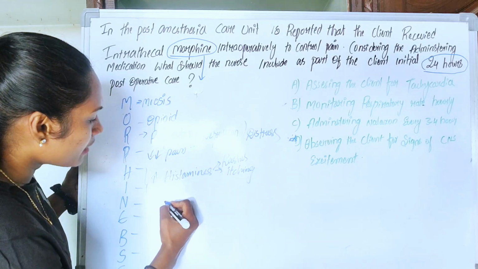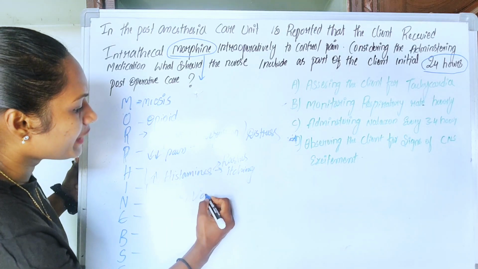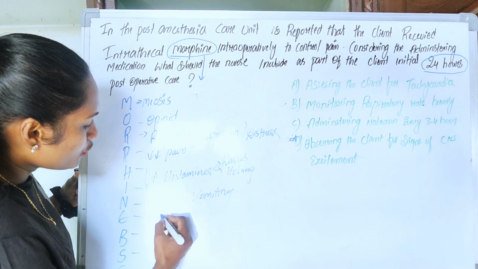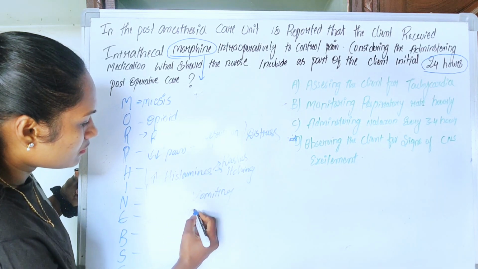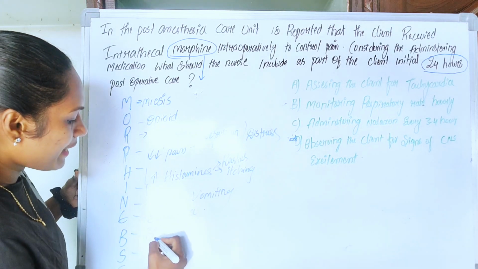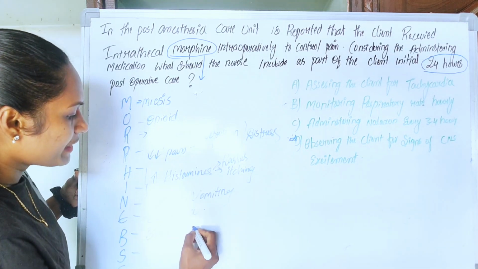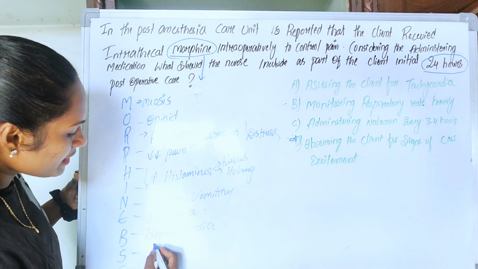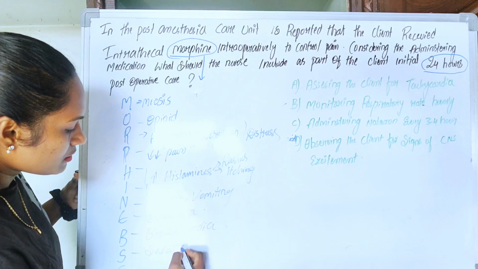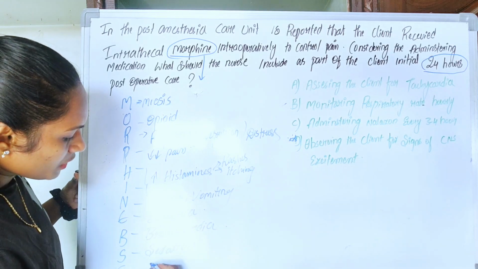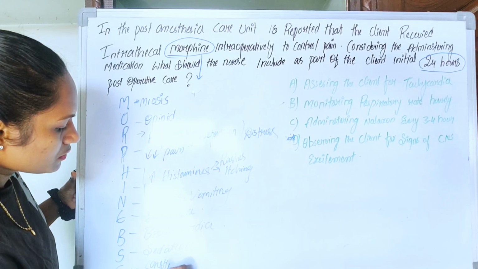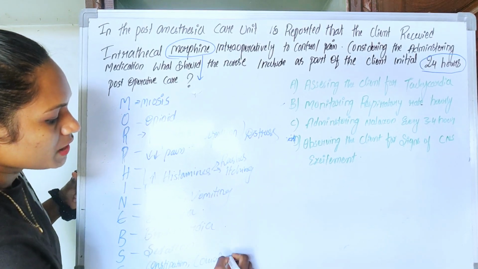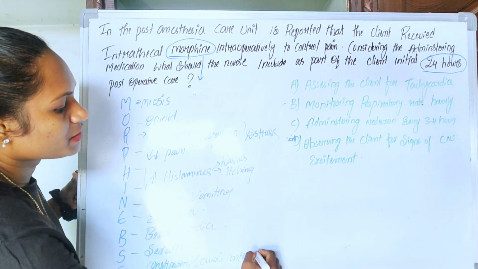N means nausea, vomiting. Next, E means euphoria. B means bradycardia. S stands for sedation. C stands for constipation. Cough center suppression.